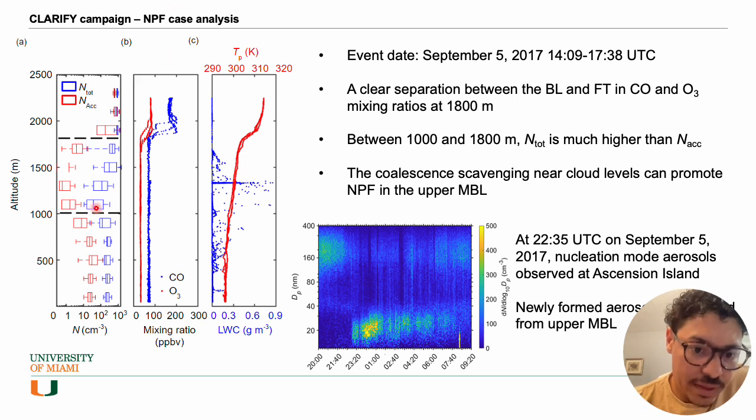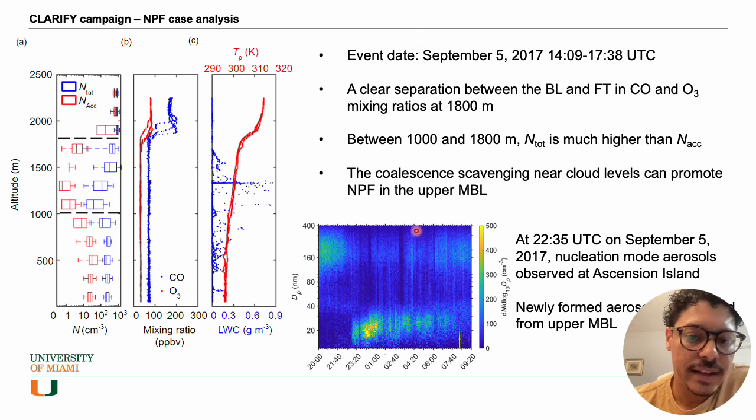Also, if we notice between 1,000 and 1,800 meters, there is a substantial decrease in accumulation mode aerosols due to coalescence scavenging at the cloud level, which you can see here indicated by the liquid water content. Meanwhile, at this altitude, the concentration of total aerosol is much higher than the accumulation mode aerosol near the top of the boundary layer, and also substantially higher than the concentration near the ocean surface. This phenomenon suggests that new particle formation produces additional aerosols in the upper boundary layer.